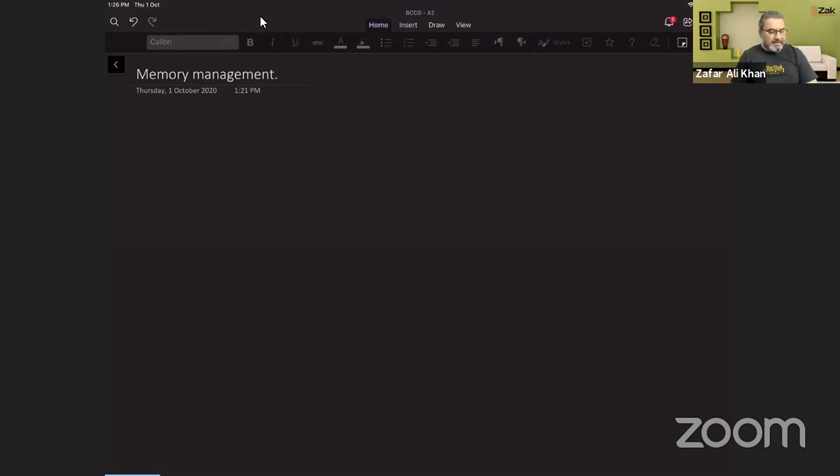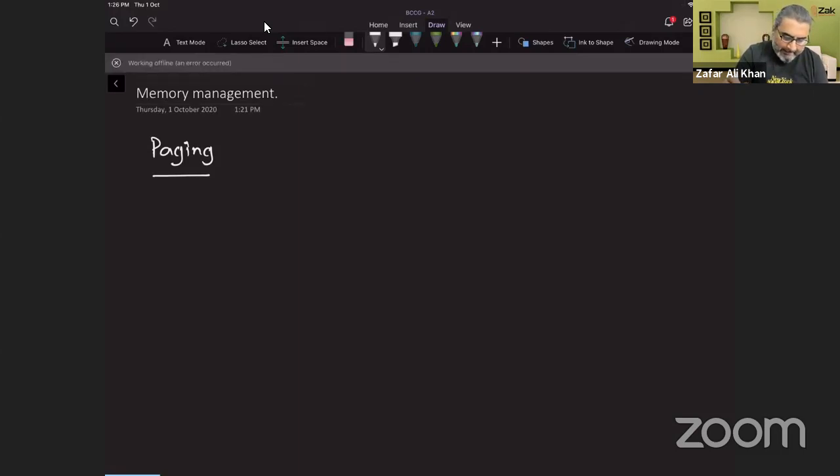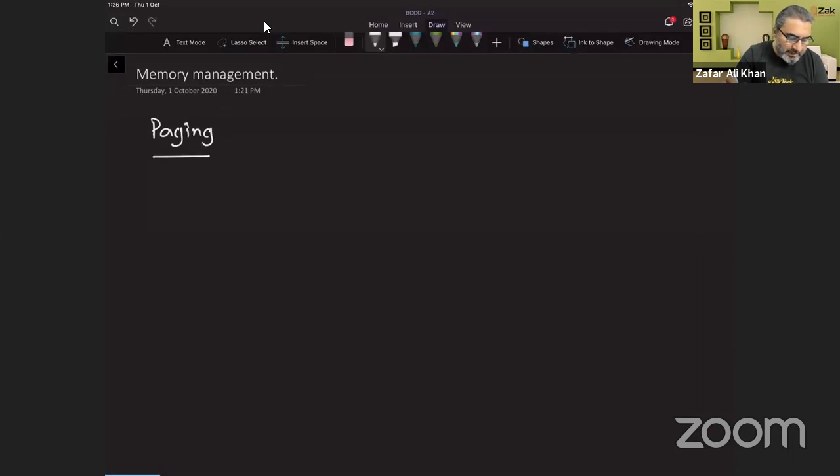So basically, the system that we are going to discuss today is paging. In paging, the memory is split into partitions or blocks of fixed size. The partitions are not necessarily contiguous. The physical memory and the logical memory are divided up into the same fixed size memory blocks.